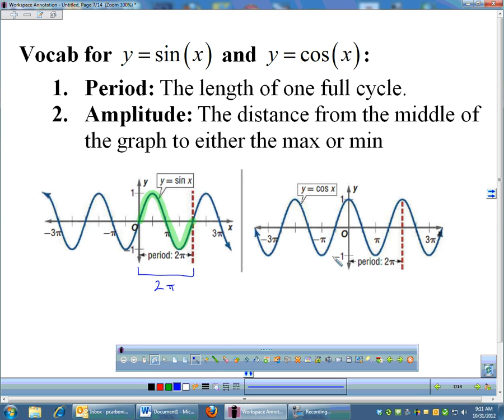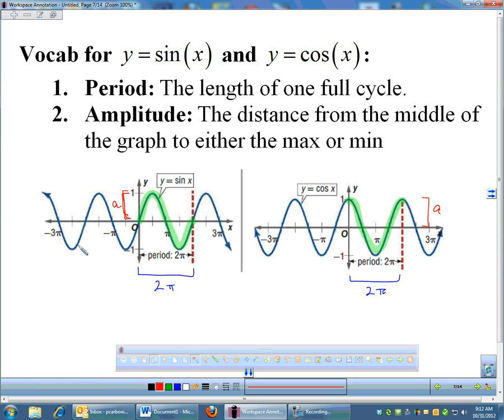And the same thing for cosine. I completed one cycle from 0 to 2 pi, so your period is 2 pi. It was already labeled here, but I wanted to write it. The amplitude is the distance from the middle to either the max or the min. So that's going to be from the middle to the top, and the amplitude is this distance. That's your amplitude. And if you don't transform your graph, your amplitude is going to start at 1.